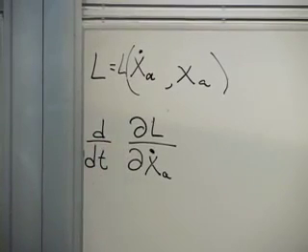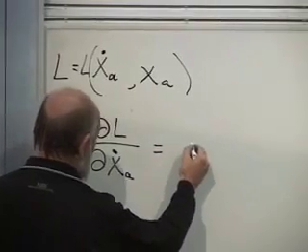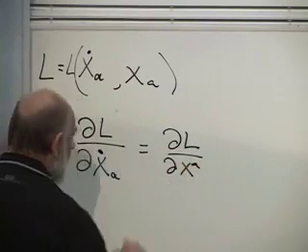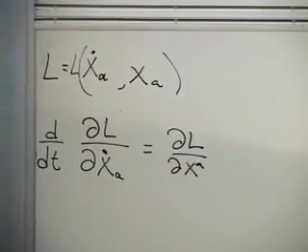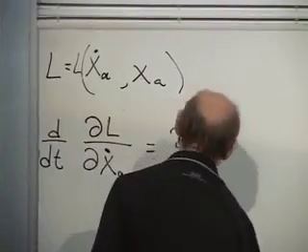That's the left-hand side of the Euler-Lagrange equation that follows from the principle of least action. And the right-hand side is just the derivative of the Lagrangian with respect to x sub a. How many such equations are there? There's one, oops, this should be x sub a.